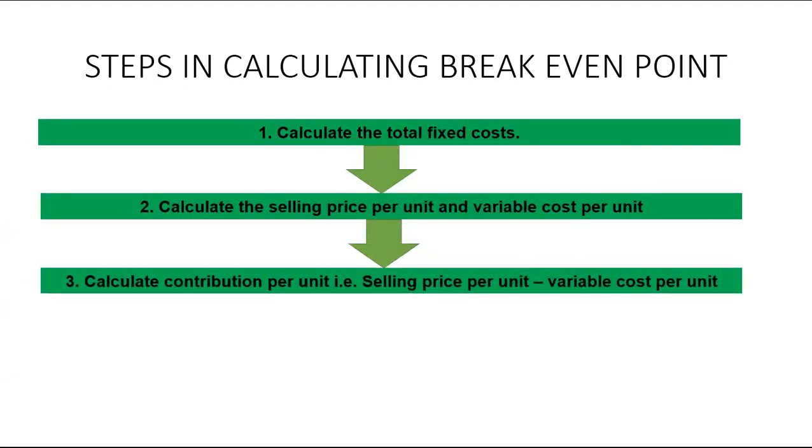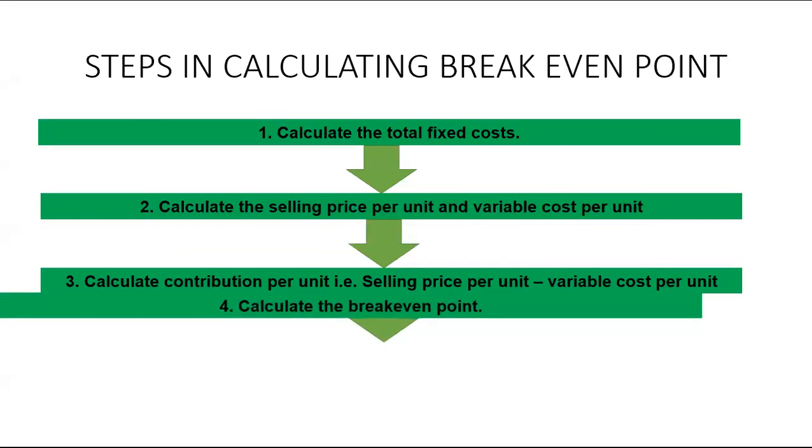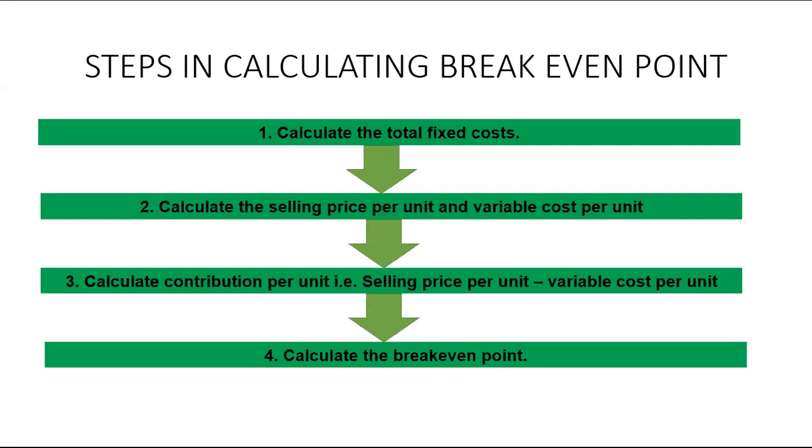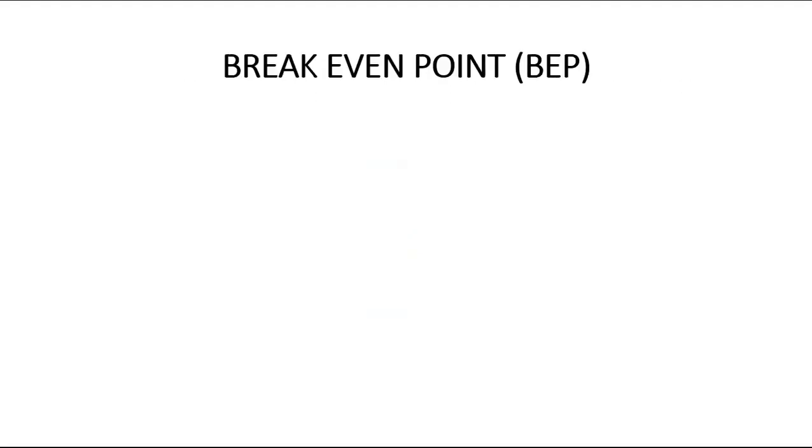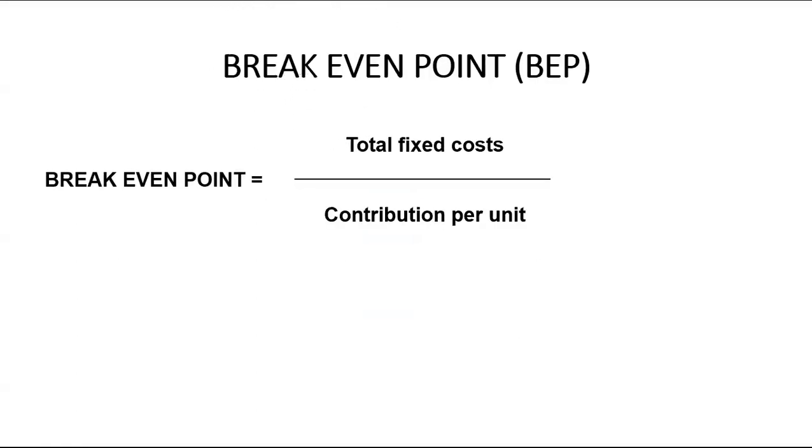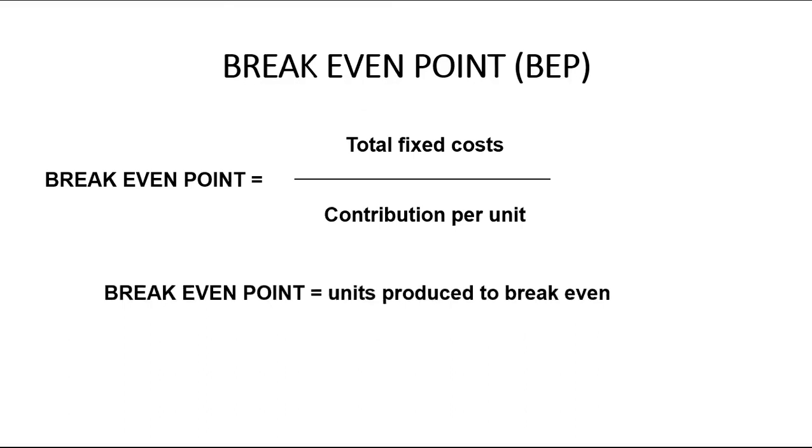So you need fixed cost, then you find your selling price per unit, then you find your variable cost per unit, then you calculate your contribution, which is your selling price per unit minus your variable cost per unit. And once you got your contribution, you can now calculate your break-even point. Just 4 steps, guys. And your break-even point is just your fixed cost divided by contribution per unit. And whatever value you get as break-even, it's in terms of units to be produced or sold for you to not suffer a loss or even make a profit.